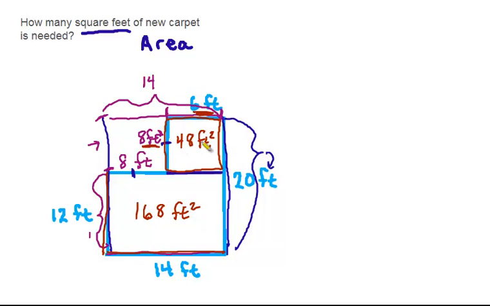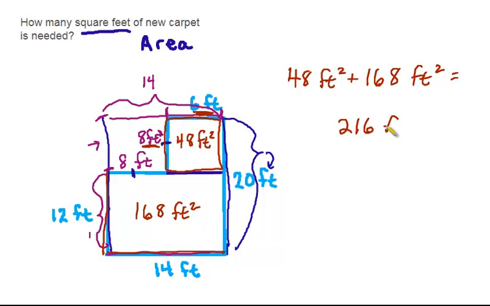So now that we know the area of both parts, we can go ahead and add these together. And that'll give us 216 feet squared, or 216 square feet, same thing. And that's our final answer.